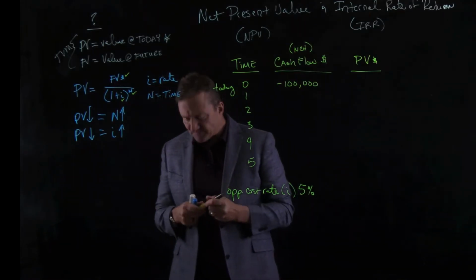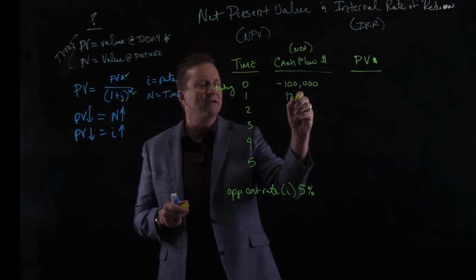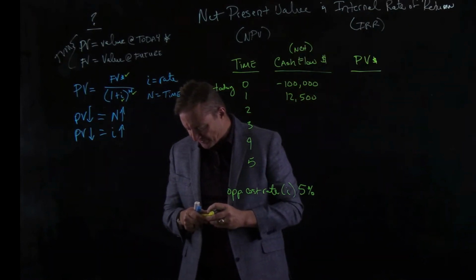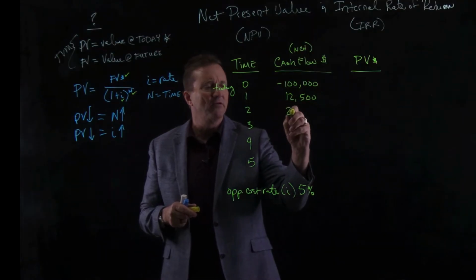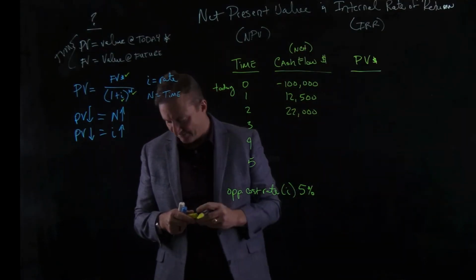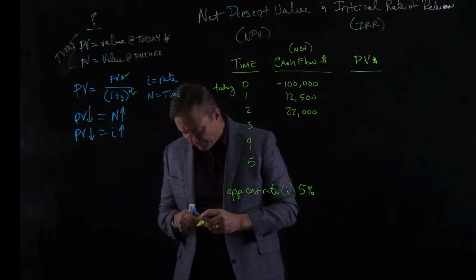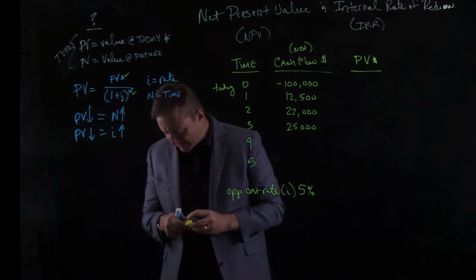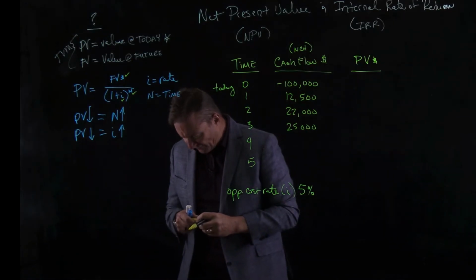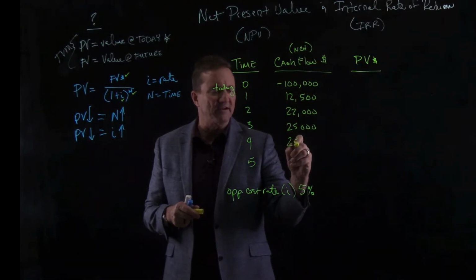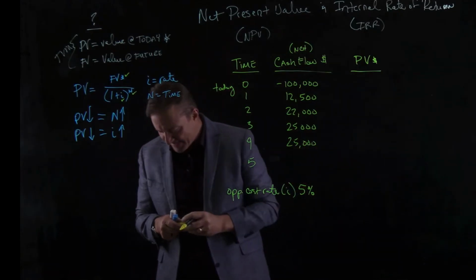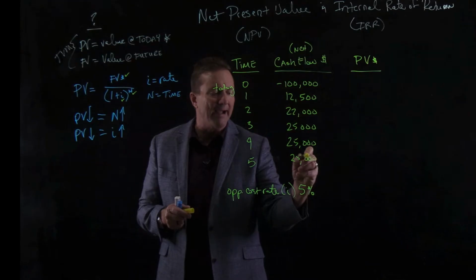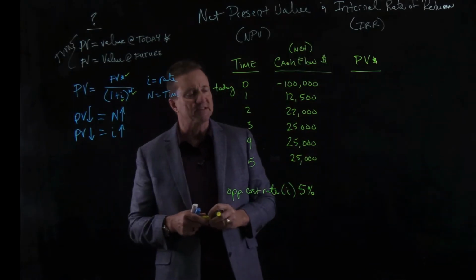Now in year 1, your business brings you back $12,500 in my example. In year 2, your business brings you back $22,000 in my example. And in year 3, our business is growing. We get $25,000 back in our example. And then in year 4, we get another $25,000 back in our example. And then in year 5, we get another $25,000 back in our example.